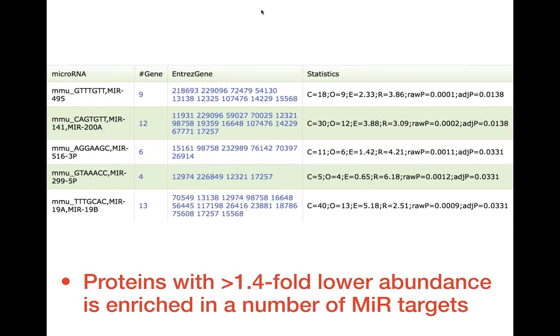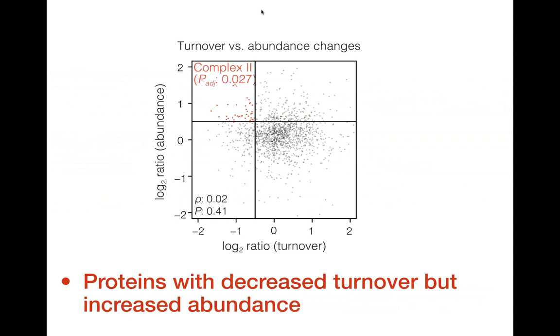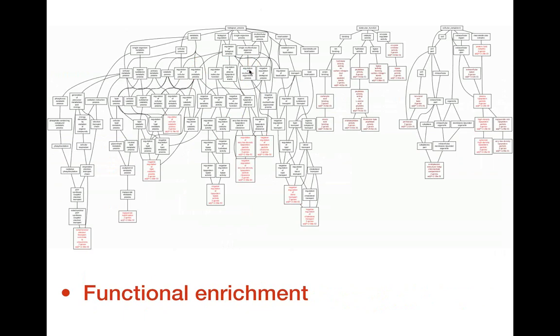So this is just a detail of some of the enrichment analysis, and I'm going to describe it. We also tried to plot out in a scatter plot the two different parameters of abundance and turnover to see whether there are proteins with decreased turnover but increased abundance. These proteins are a small subset, but they're enriched for different categories, including mitochondrial complex 2 proteins. And this is the graph from the enrichment analysis in WebGestalt.